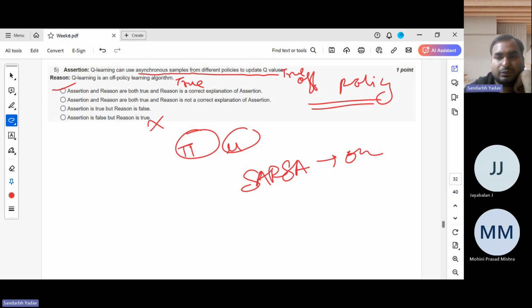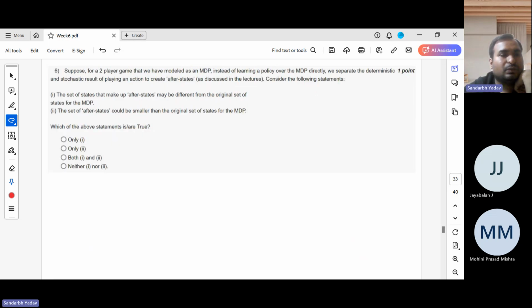Now let's move to the next question. Suppose for a two-player game, we have modeled it as an MDP. Instead of learning a policy over the MDP directly, we separate the deterministic part. This is from the after state lecture. Consider the following statements. The set of states that make up after states may be different from the original set of states of the MDP.